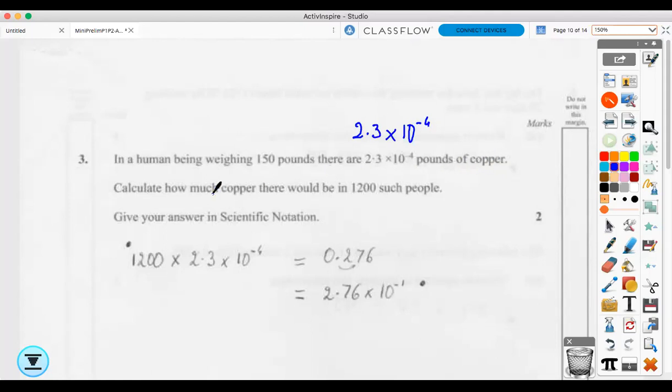So calculate how much copper there would be in 1,200 such people. One person has got 2.3 × 10^-4 pounds of copper. How much copper would we get with 1,200 persons? Just 1,200 times 2.3 × 10^-4. Just writing that would be your first mark.